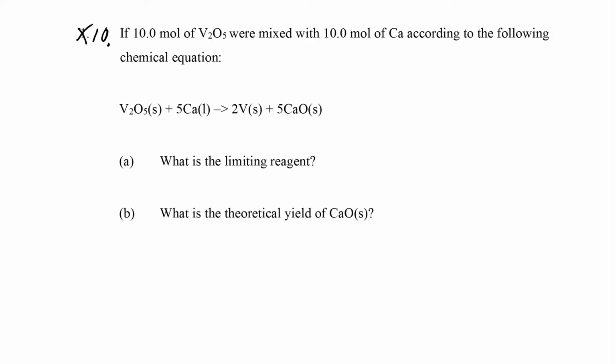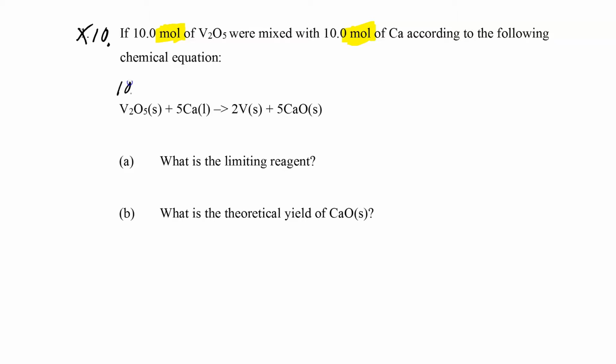If 10 moles of V2O5 were mixed with 10 moles of calcium according to the following equation, what's the limiting reactant and what is the theoretical yield of calcium oxide? Same as the previous problem, it's a limiting reactant problem, except this time we're dealing with moles of reactant instead of grams, so that makes the problem a lot easier. We don't have to deal with molar masses or conversions along those lines.